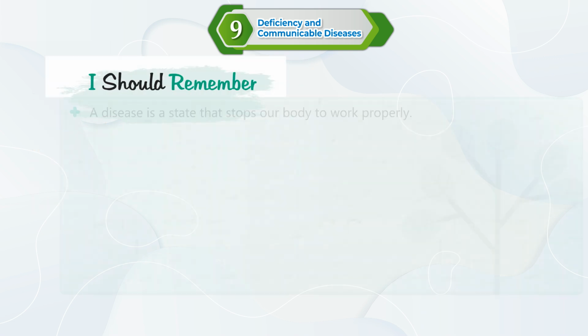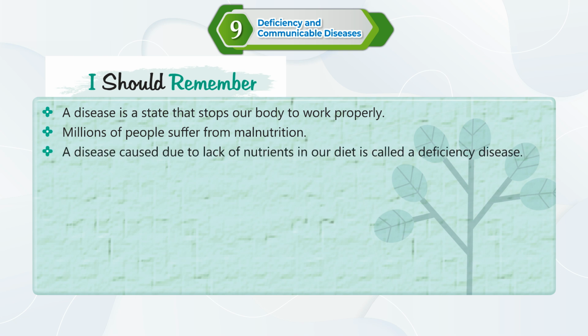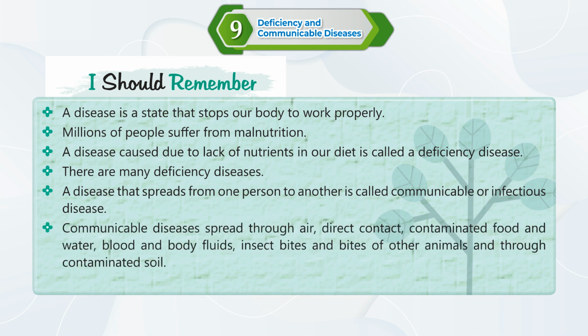I should remember, a disease is a state that stops our body to work properly. Millions of people suffer from malnutrition. A disease caused due to lack of nutrients in our diet is called a deficiency disease. There are many deficiency diseases. A disease that spreads from one person to another is called a communicable or infectious disease.